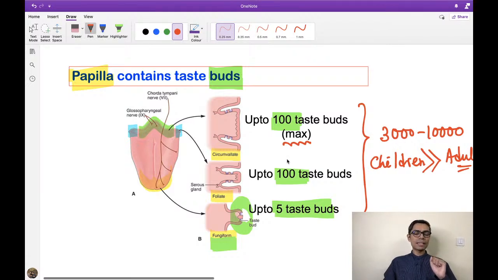The previous concept was that different types of taste, like sweet and salt, are detected by different regions of the tongue. But nowadays they are saying that any taste bud can detect any kind of taste. That means if a taste molecule, a chemical signal, is present on the surface of your tongue, what will happen? It can activate any of these taste buds.